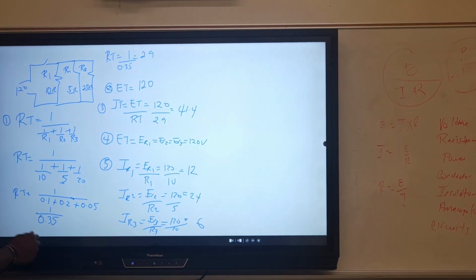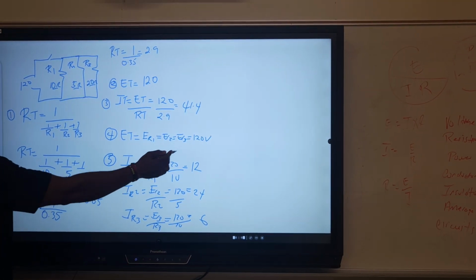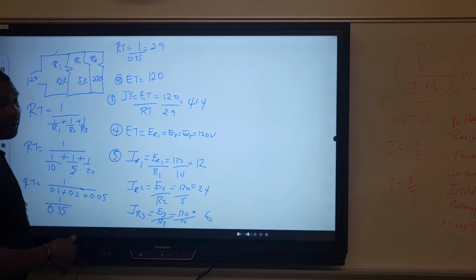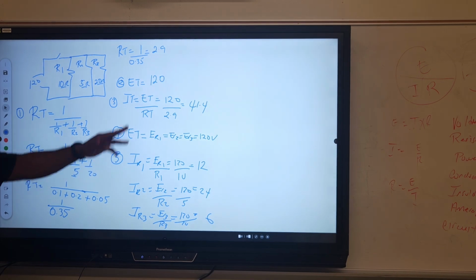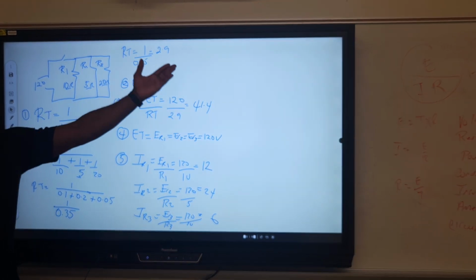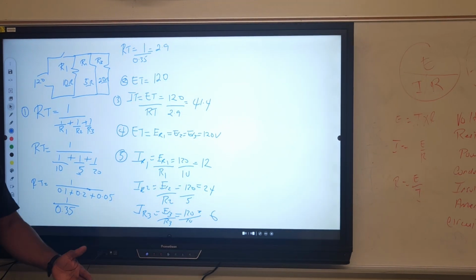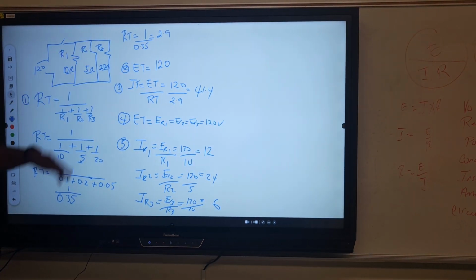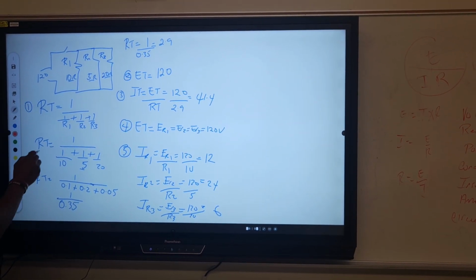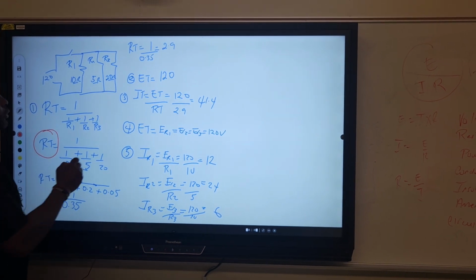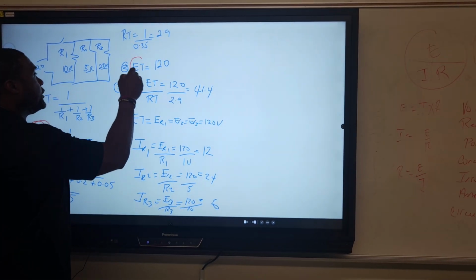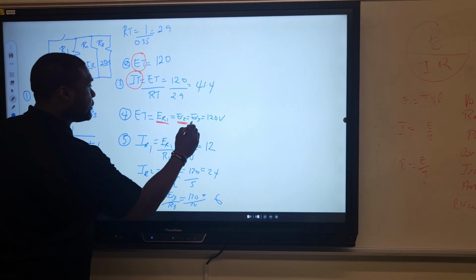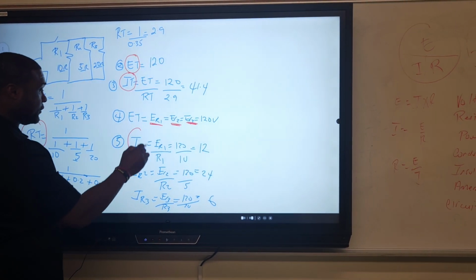Again, if my total current is 41.4, this plus that has to be close to 41. Again, it's going to be different because of the 2.9. We didn't use all the decimal places. If we used all the decimal places, it would be closer to 42. All right, now that's what we did right here. We found our total resistance, our total voltage, our total current, we found all the voltage drops, and we found all the currents.